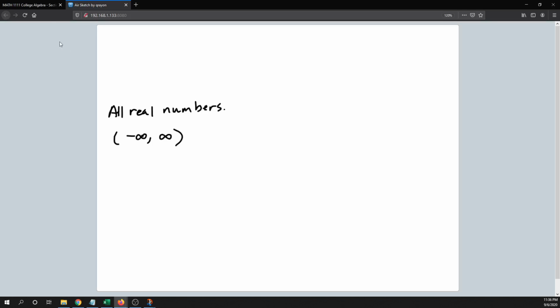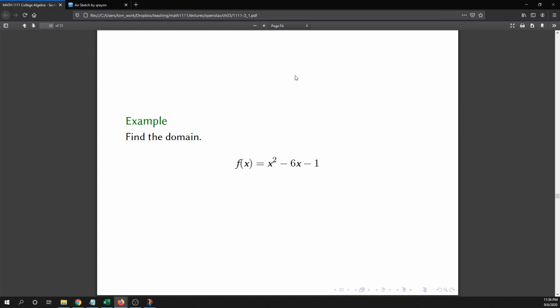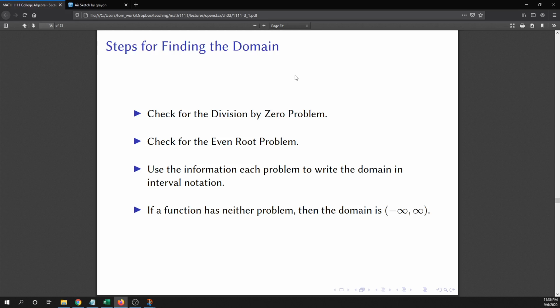All right. So I think that is it on finding the domain. And here's just the summary. Check the division by 0 problem. Check the even root problem. Write the domain in interval notation. And if the function has neither problem, the domain is minus infinity to infinity, all real numbers. That's at this point. Again, this is going to change. The farther you go in math, you're going to encounter more and more things to check.